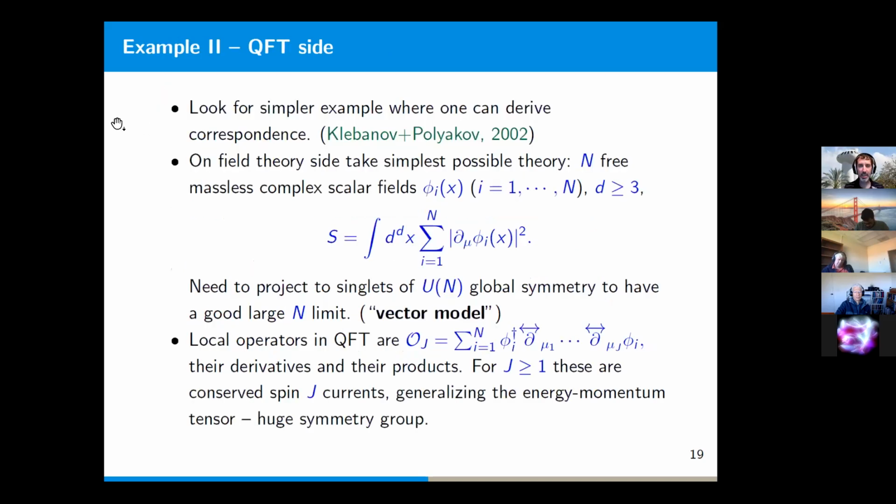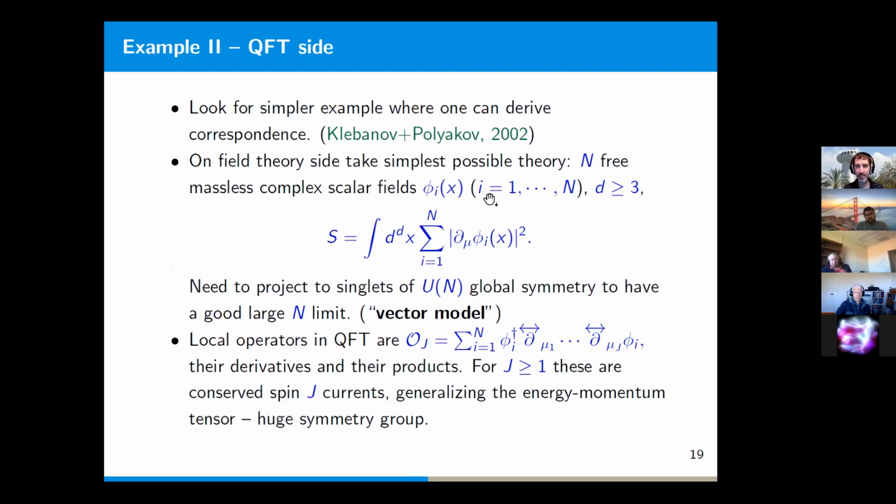So because of these complications, let me look for a simpler example where we should perhaps have an easier time deriving the correspondence, and we'll see that that is indeed the case. So in the rest of this talk, I'll discuss this second example of the CFT/AdS correspondence that was introduced by Klebanov and Polyakov almost 20 years ago.